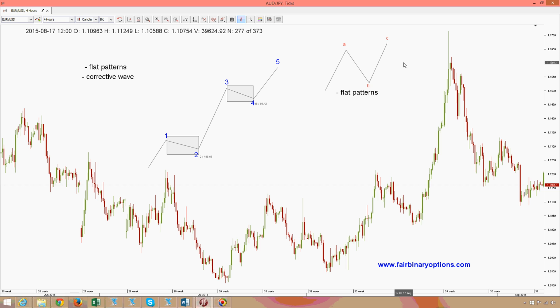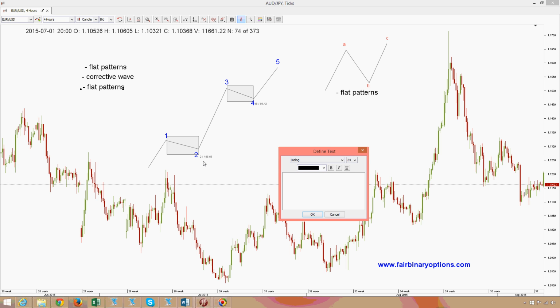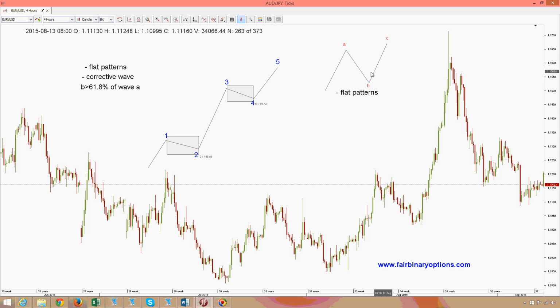What's the key in any flat pattern? Well, the key is the 61.8 retracement, and it says like this: wave B in any flat should retrace more than 61.8% when compared with the length of wave A. In other words, if in our example here the B wave would not retrace more than 61.8, it would not be a flat pattern. It would be maybe the beginning of an impulsive move, or the beginning of a zigzag and so on, but it must go with more than 61.8.